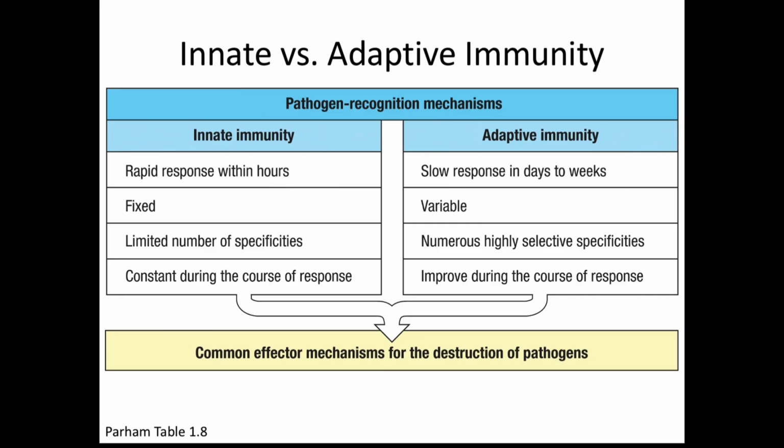Is there a word that encompasses all of that? Myeloid cells. So we've seen the myeloid cells doing a lot of work in the innate immune system. We've seen the lymphoid cells doing a lot of work in the adaptive immune system.